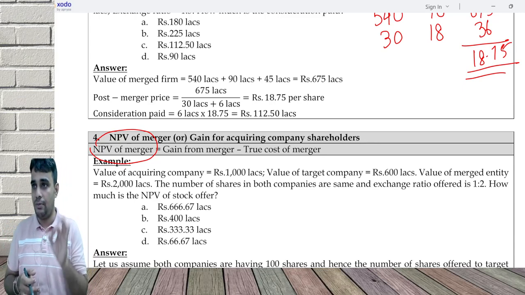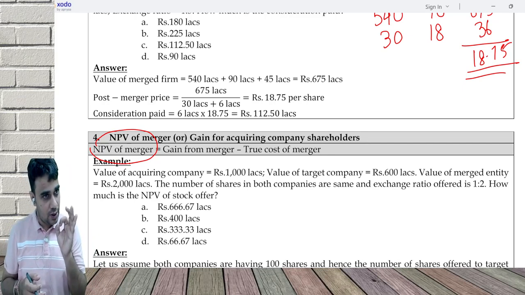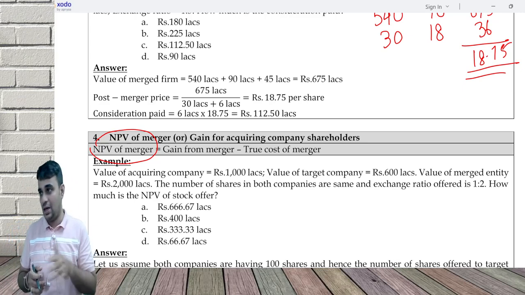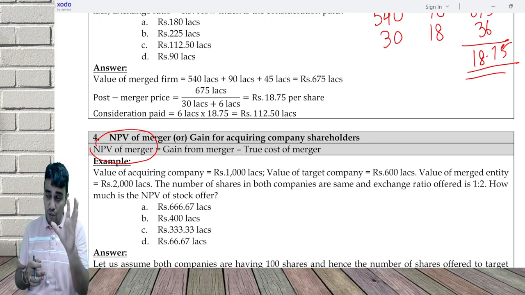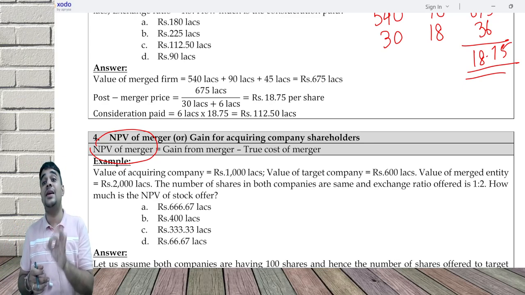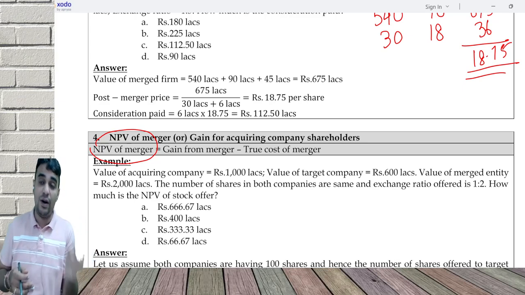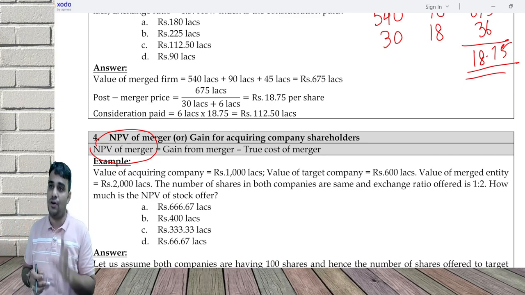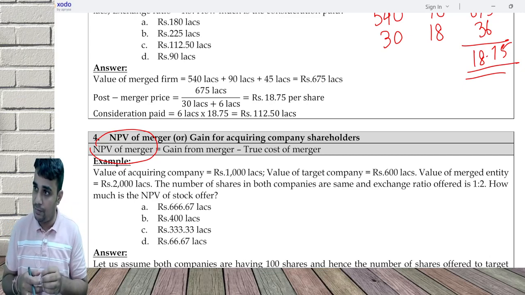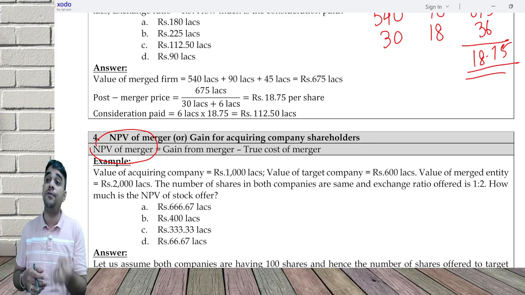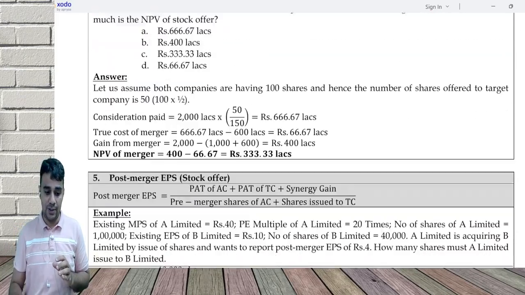Once number of shares issued into the post merger market price is calculated, you move to the next step, which is calculating the net cost. Net cost is the true overall cost, gross cost minus the pre-merger value of target company. Logic is very simple. For a 200 lakh company, you're paying 300. So extra paid is called true cost. True cost compared with the gain from merger will give you the NPV of merger, or gain for the AC shareholders.